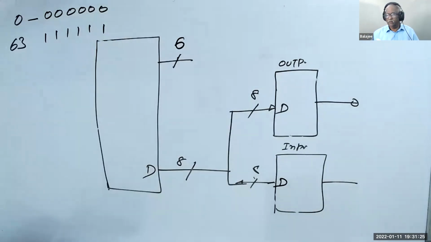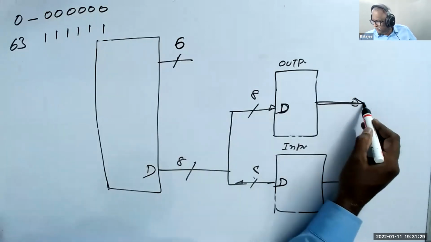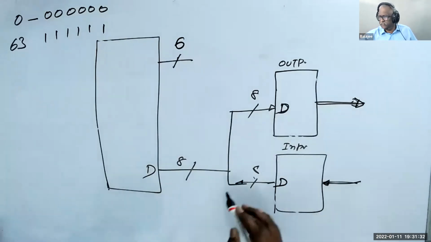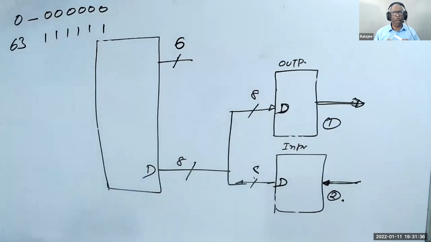Now, these 8 bits go out. These 8 bits come in. This is type 1. This is type 2. Understood? Apart from that, we have discussed 2 more.